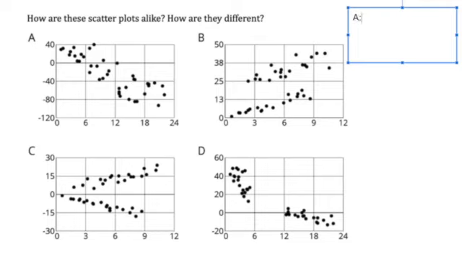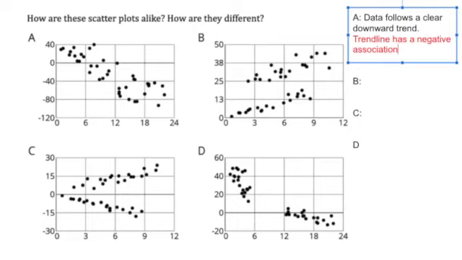The first thing I'm going to say about scatter plot A is that the data appears to follow a pretty steady downward trend. Data follows a clear downward trend. In that case, you would say that the trend line has a negative association, or negative slope. We calculated slopes of lines a lot in the past. We're going to consider it again and talk about what that slope tells us. So just be mindful of that.